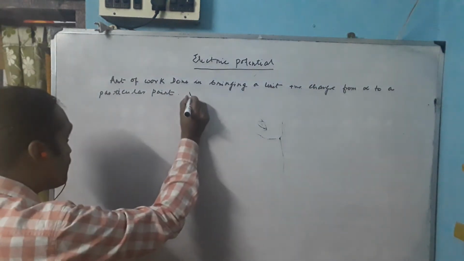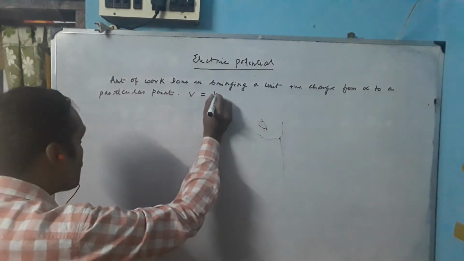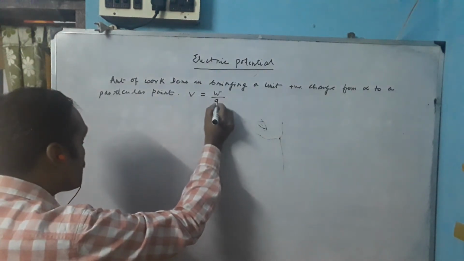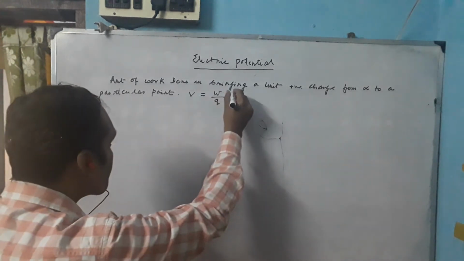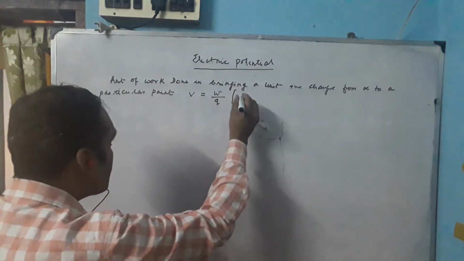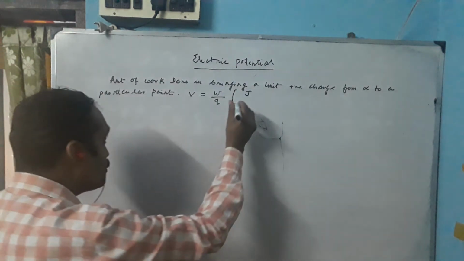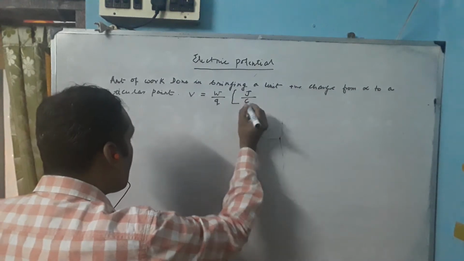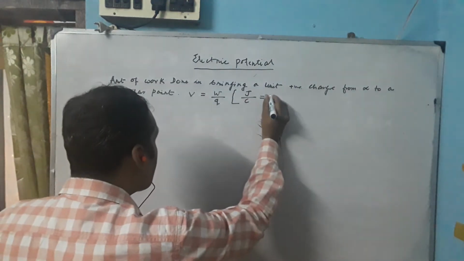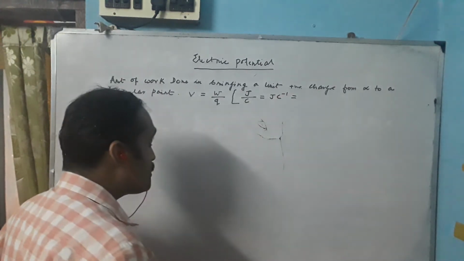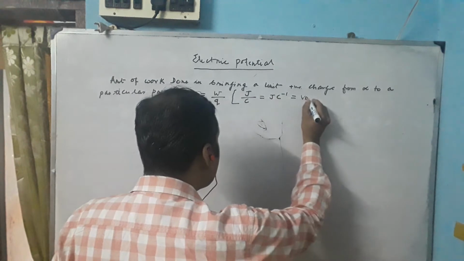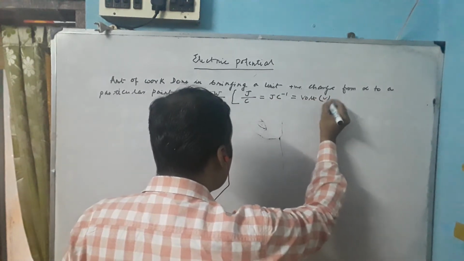It is denoted by V, and that is equal to work done by the positive test charge which we are bringing from infinity to a particular point. If we write the unit of work done as joule and coulomb as the unit of charge, then the SI unit will be joule per coulomb, which is nothing but volt.